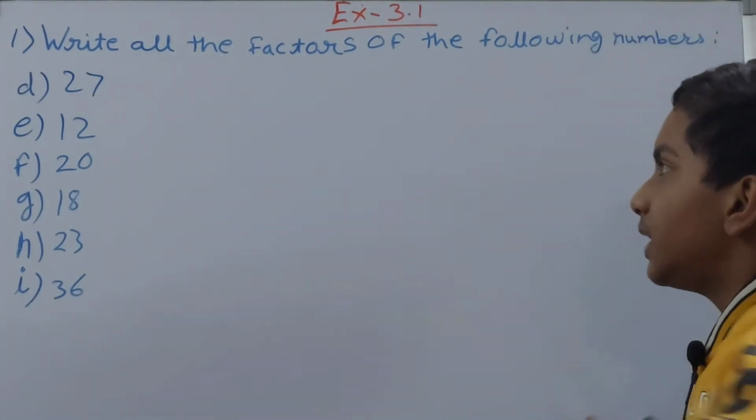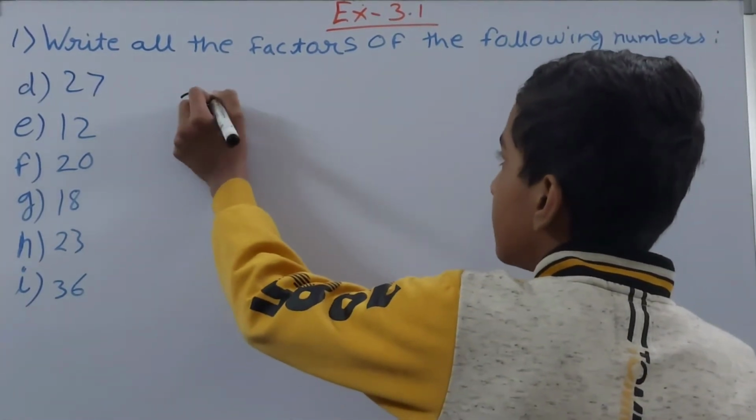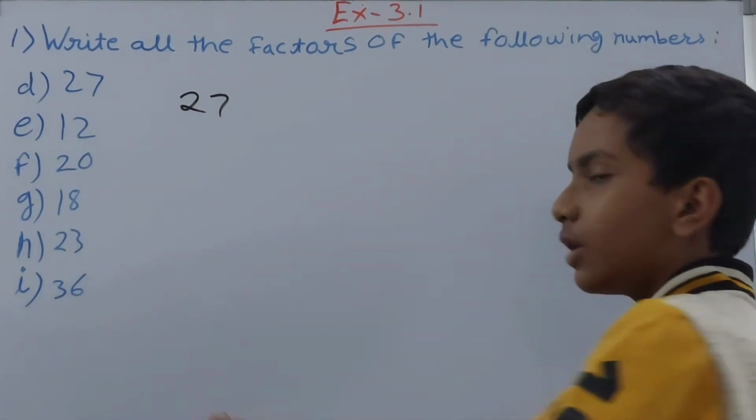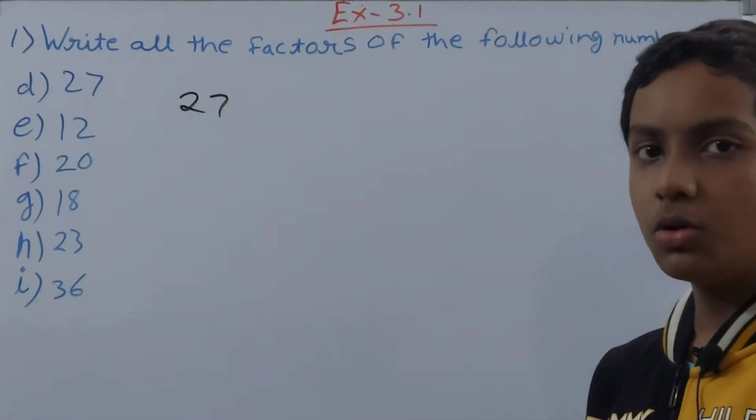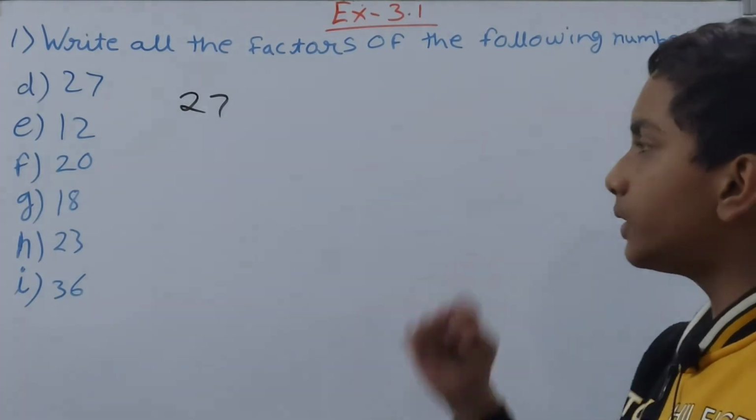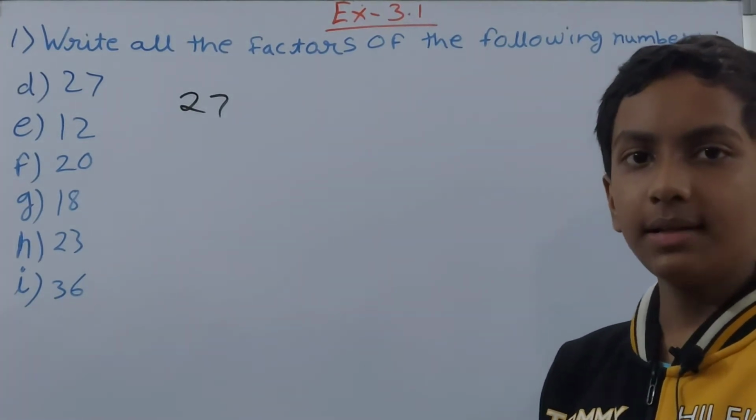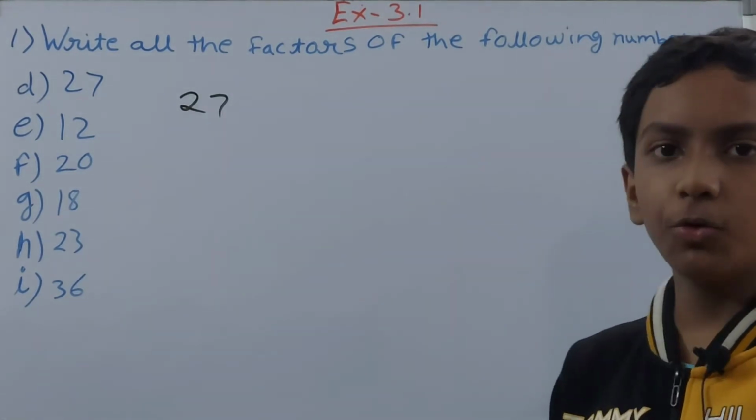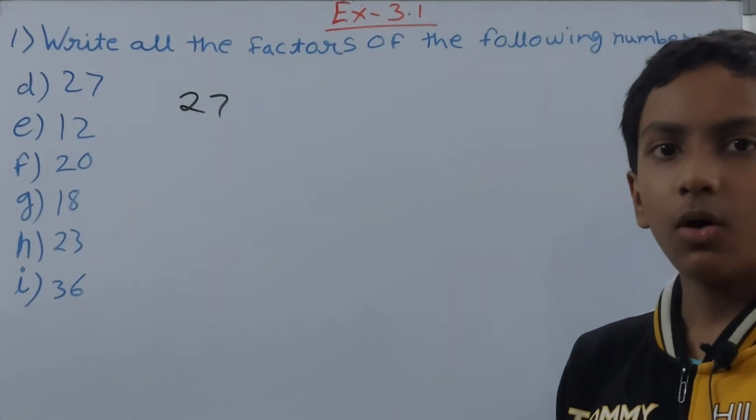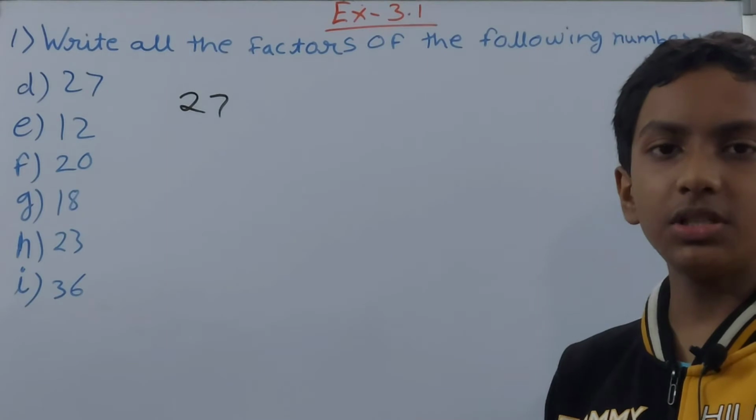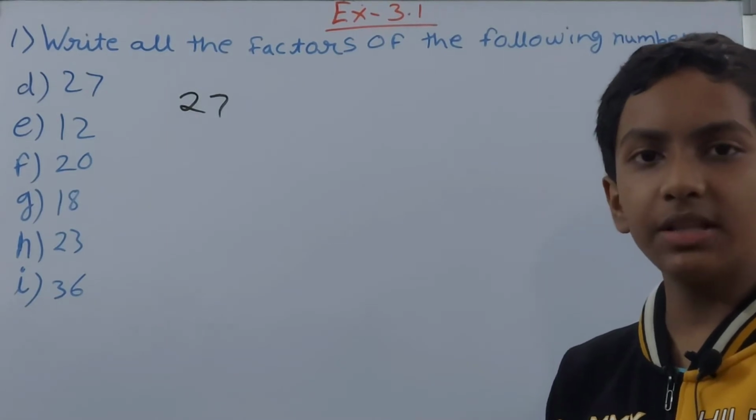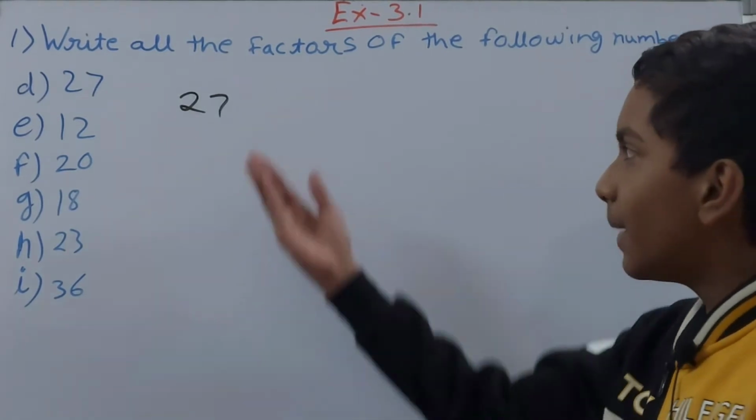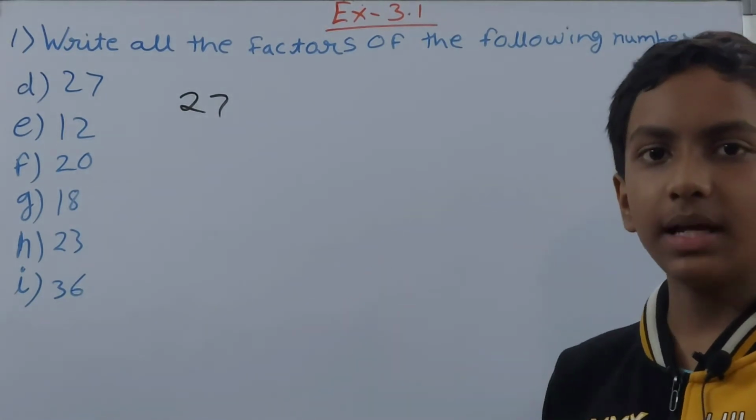So here D is 27. Now again, if you start, 1 is always a factor of a number, 2 will not divide it, and you can also take one rule for 2, that the digit at the ones place should be 2, 4, 6, 8 or 0. If these digits are at the ones place, then the number will be divisible by 2. But here we have 7, so it is not divisible by 2.